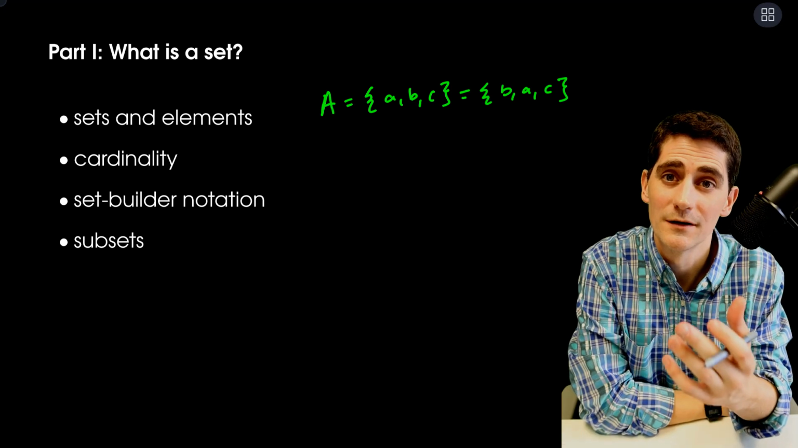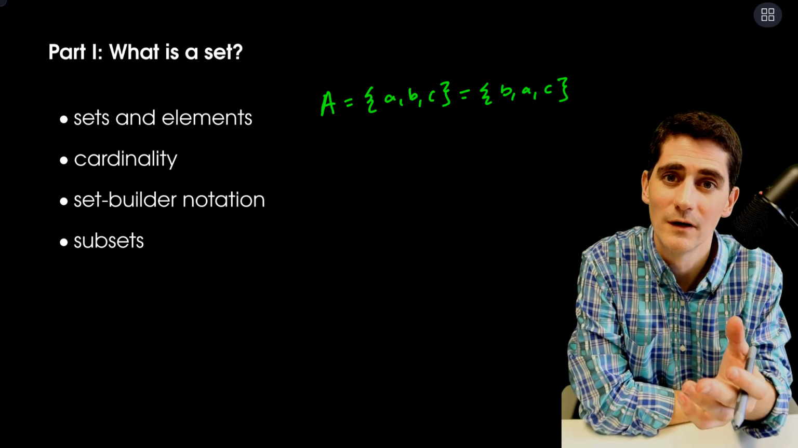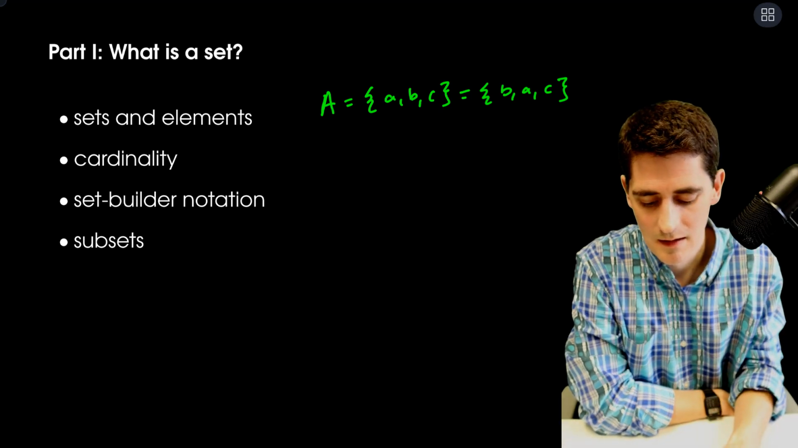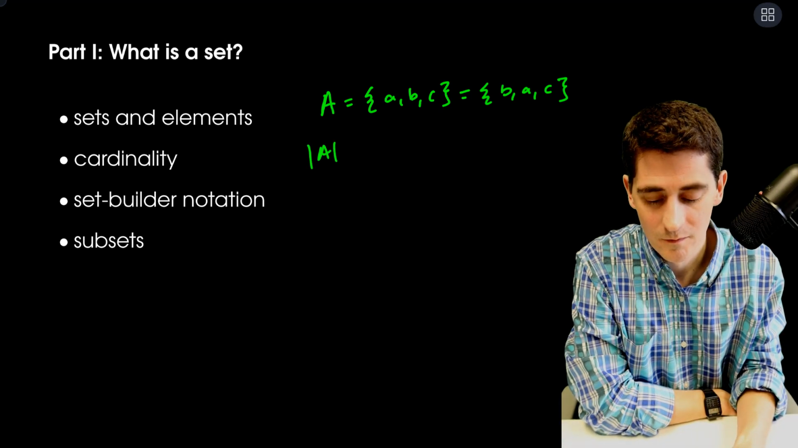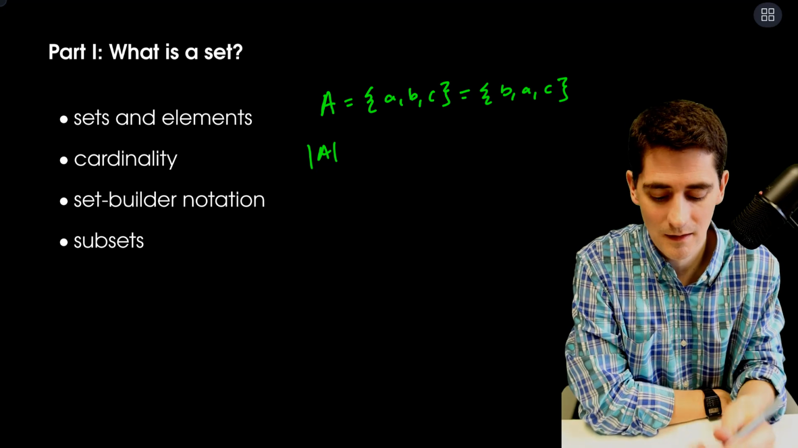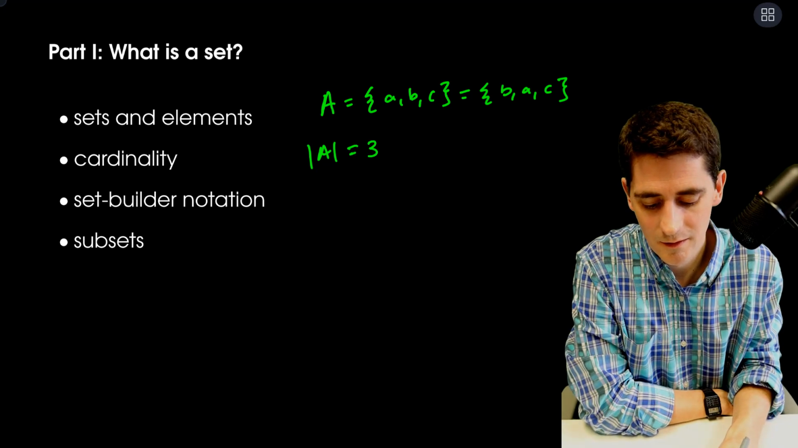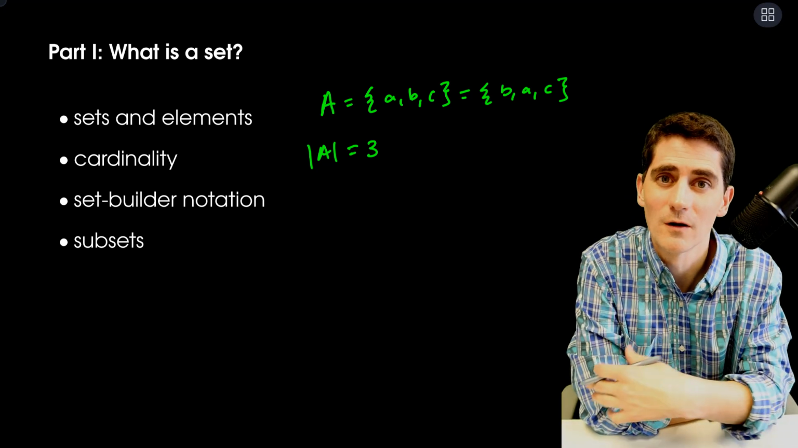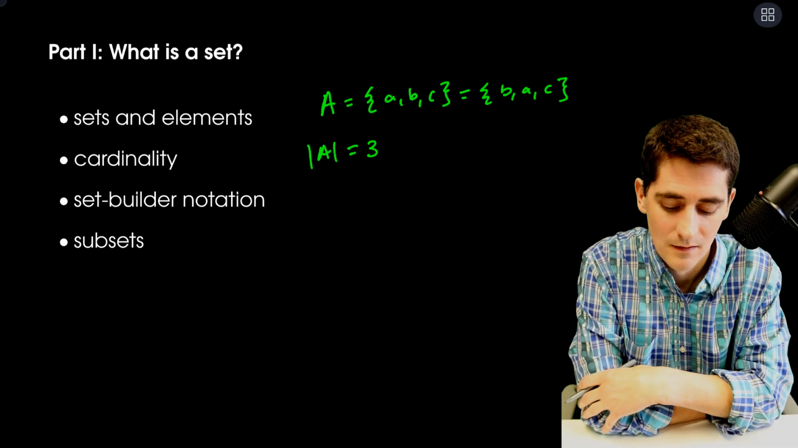So when I talk about the cardinality of a set, I'm just talking about the number of elements in that set. So for example, for the set we have here, A, I use these bars, like absolute value of A, to denote the cardinality. Here we had three things. So we have a set with three things. We have a set with cardinality 3.